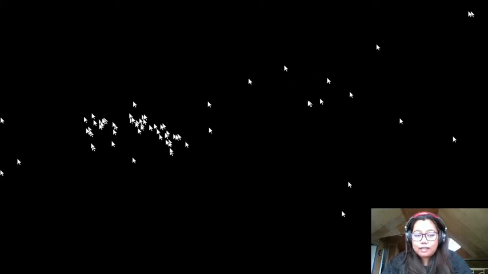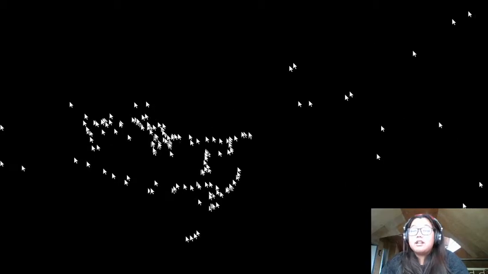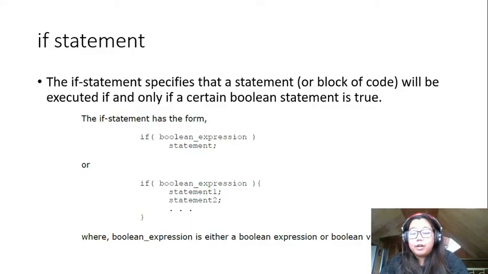So in this example, it has the format like this. You have if and then the Boolean expression, and then the statement, or you also have if and then the Boolean expression, then some statements underneath. Make sure that the Boolean expression is either a Boolean expression or a Boolean variable. When we say Boolean, it is always either true or false. So the concept of if, guys: if the Boolean expression is true, this will be executed, and if not, it will not be executed.